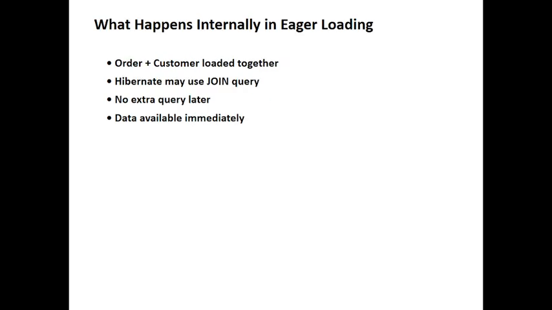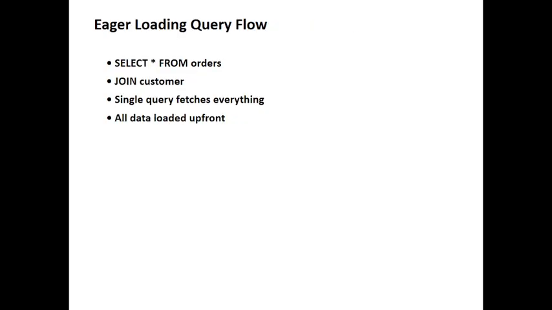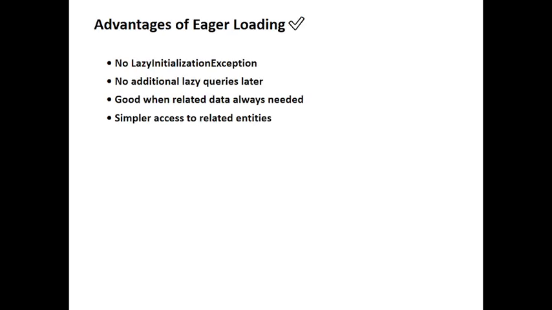Suppose order plus customer are loaded together. When you retrieve the orders, customer details also come because it's eager loaded. So Hibernate may use a join query internally, so no extra query later. If you want the customer details later, there is no separate query because the customer details are already loaded along with the orders. So data is available immediately. In the eager loading query flow, it will be like select star from orders join customer. So a single query fetches everything, all data loaded upfront.